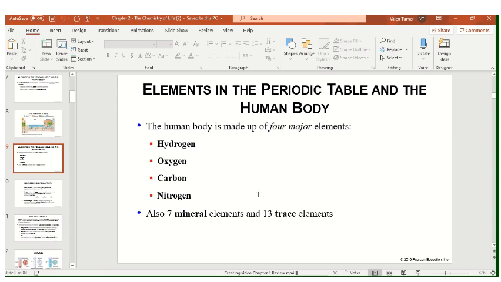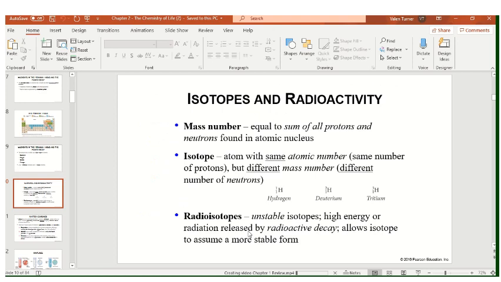There are other elements in your body, but if you think about it, the majority of you is these four. About 96% of your body are these four elements over and over again, with a couple more sprinkled in. But know the four major ones. Just memorize it. Then again, back to definitions.